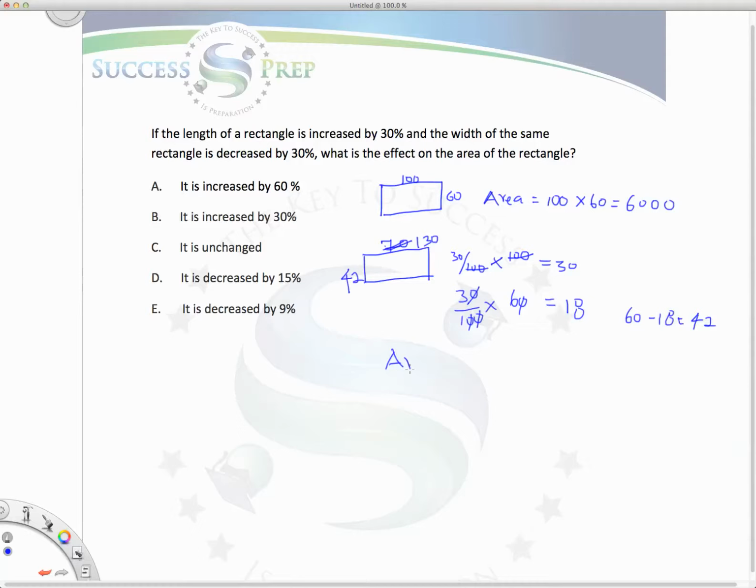So if I go ahead and calculate the area for this, the new area is going to be 130 times 42. If you multiply that number, 130 times 42 should give you 5460. So my initial area was 6,000, now the new area is 5460. The question says, what's the effect on the area of the rectangle? Remember that what you're calculating is either the percentage increase or percentage decrease.